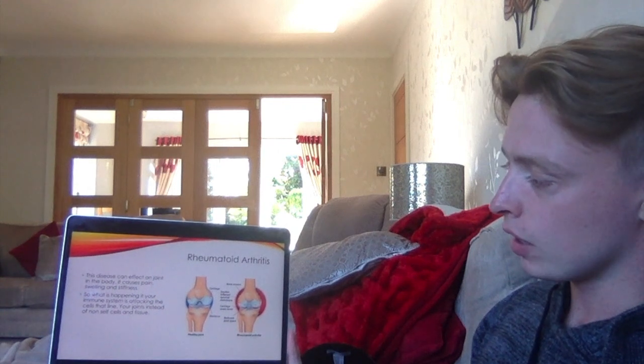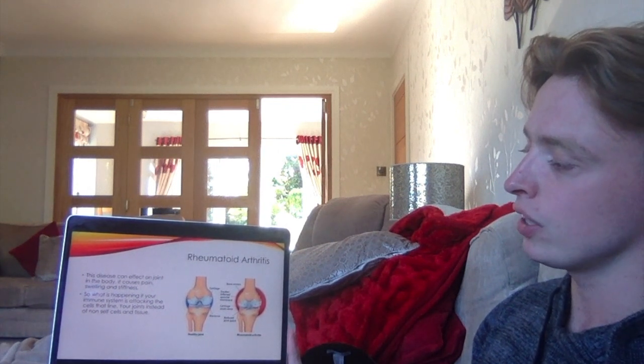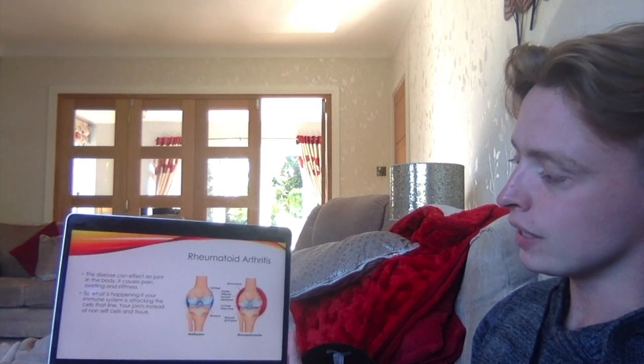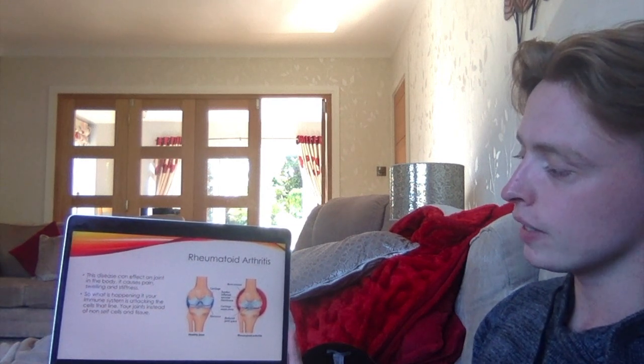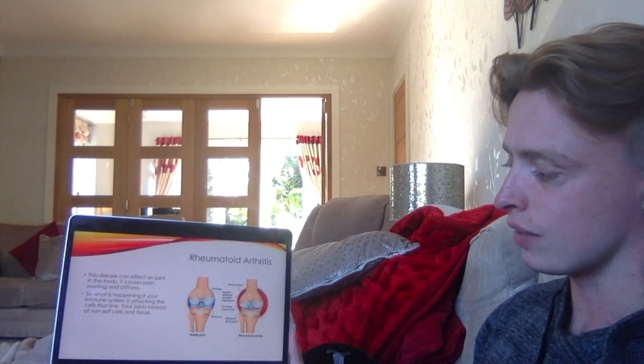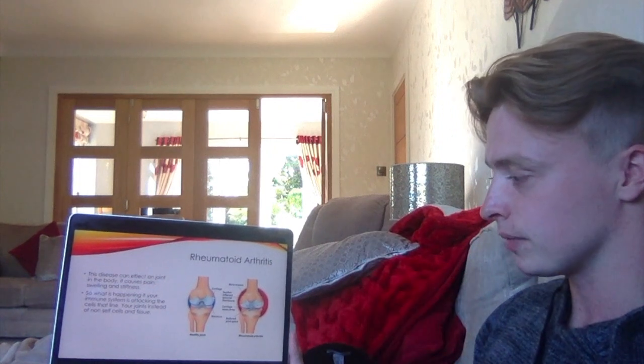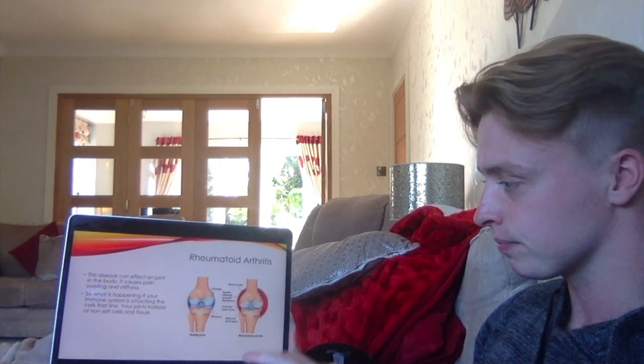The first one is rheumatoid arthritis, if I'm saying that correctly. This disease can affect the joints in the body, causing pain, swelling, and stiffness. What's happened is your immune system is attacking the cells that line your joints instead of the non-self cells and tissue. So essentially it makes it harder to move your joints.